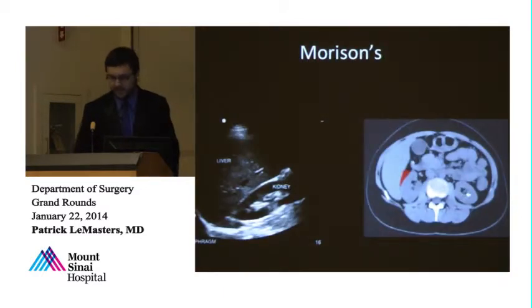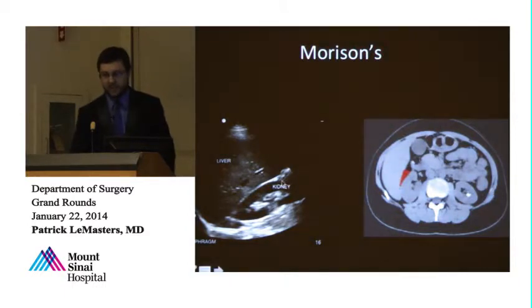Go back one. Here again, this is a still image showing a negative study. You have the kidney, you have the liver, you have a hyperechoic region here. This is the diaphragm above. This space right here in Morrison's pouch is where you're looking for fluid to accumulate, and here's the CT scan that correlates with that.